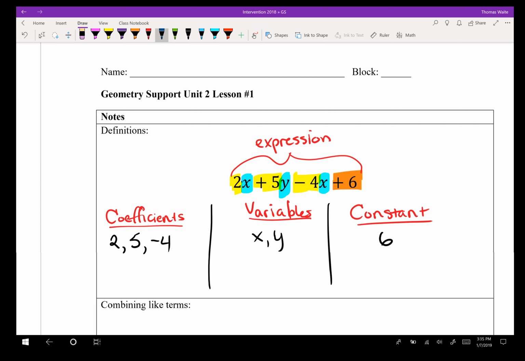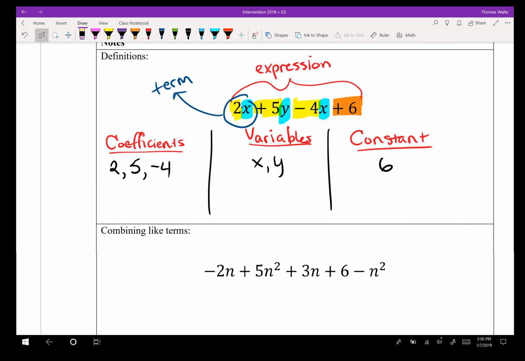I'm going to also note that each of these could be called a term. In an expression, there are many terms. Each term could be a coefficient, could be a variable, could be a constant, but those terms together make up an expression. So those are just some vocab terms so that when I'm talking about an expression or a term or a coefficient, we'll have an idea of what I'm talking about.